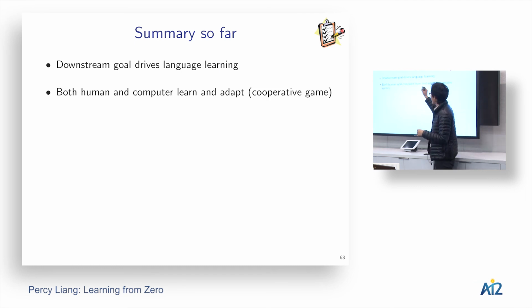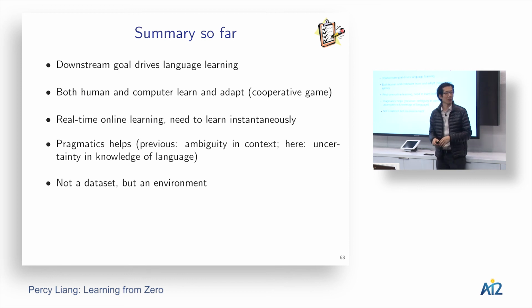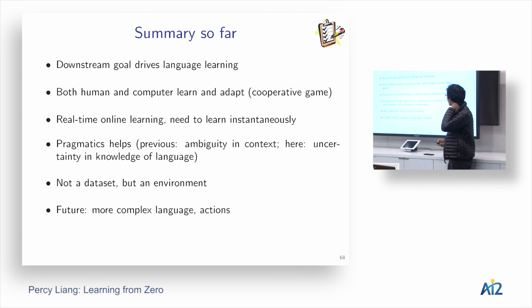So here, it's important to remember that language is a two-way street between two people. Both the computer and the human are adapting to each other, which introduces interesting dynamics. We're doing everything online, which means that pragmatics is helpful to ensure faster learning. And the way to really think about this work is not that we create a data set from Mechanical Turk, but really as an environment for doing language learning studies.